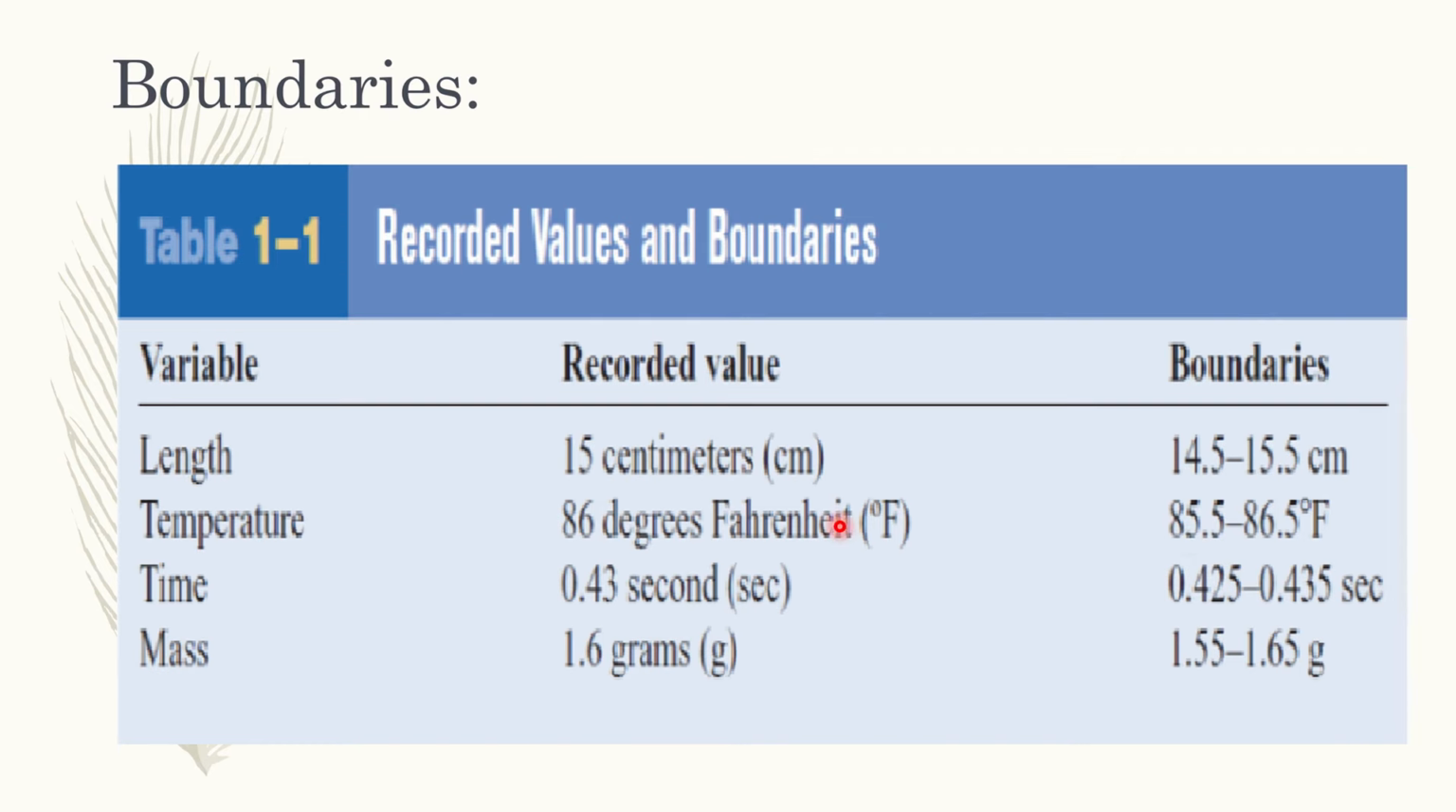Whereas in case of time, if we have a time of 0.43 seconds, you see now this is not a whole number, it's a decimal number. We have a two decimal place number, so what would you do? You would simply subtract 0.005 and add 0.005 to this number to get the boundaries for it.